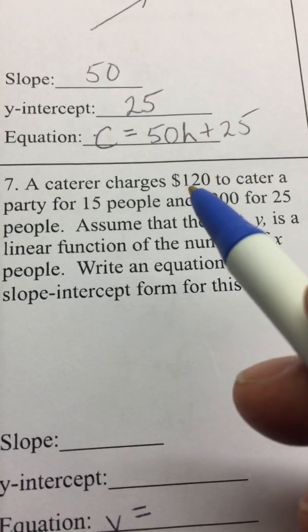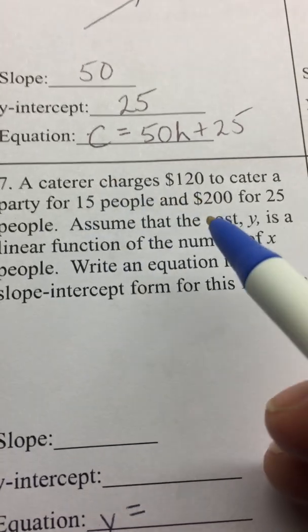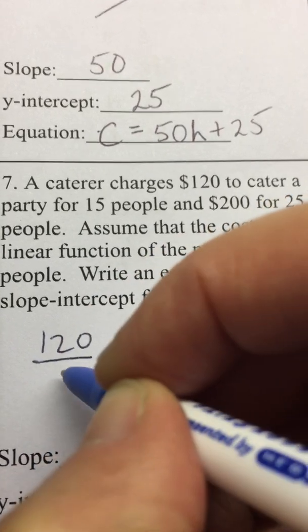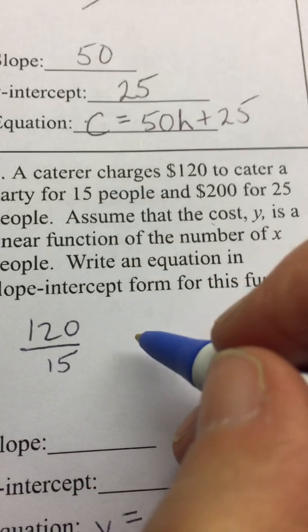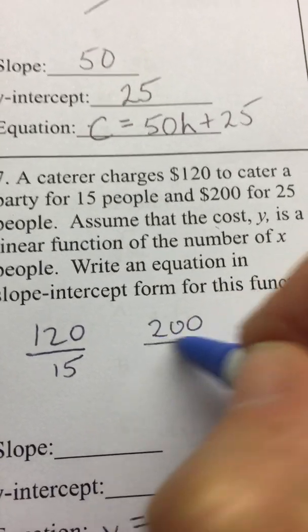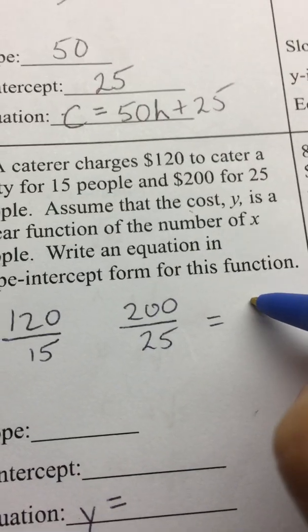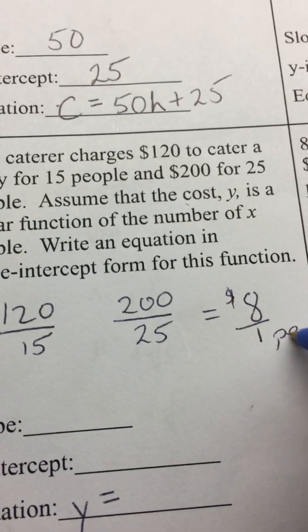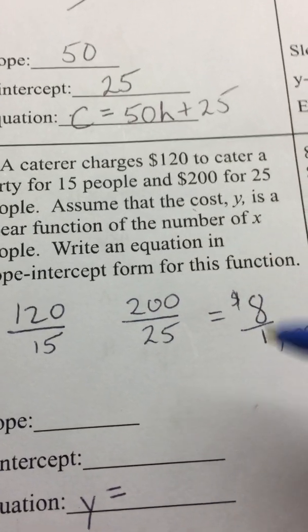Now this is an interesting one because they actually gave you two different rates. They gave you $120 per 15 people and $200 for 25 people. If you set that rate up, that's $120 per 15 because my y's are the dollars and my x's are the people. And the other one is $200 per 25 people. If you put both these fractions in the calculator, they both reduce down to 8. In other words, it's $8 per one person. So when you reduce them down, they both equal $8 per person. So my slope is $8.